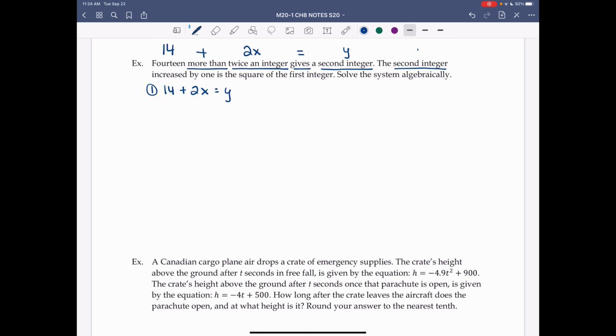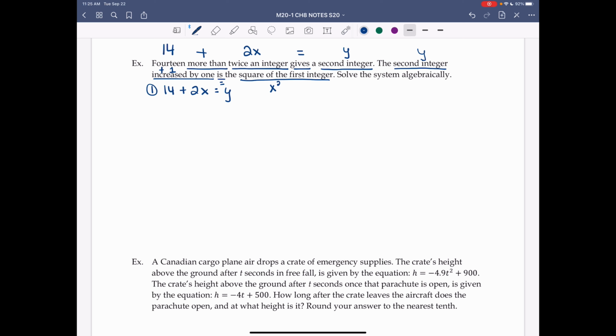Second integer is y. Increased by 1. Increased, what does that mean? That would be adding, and in this case, we're adding 1. The second integer increased by 1 is the square of the first integer. Is, in this situation, is like gives. Gives and is represent equals. Then the last part, the square of the first integer. Our first integer was x. The square of the first integer would be x squared.